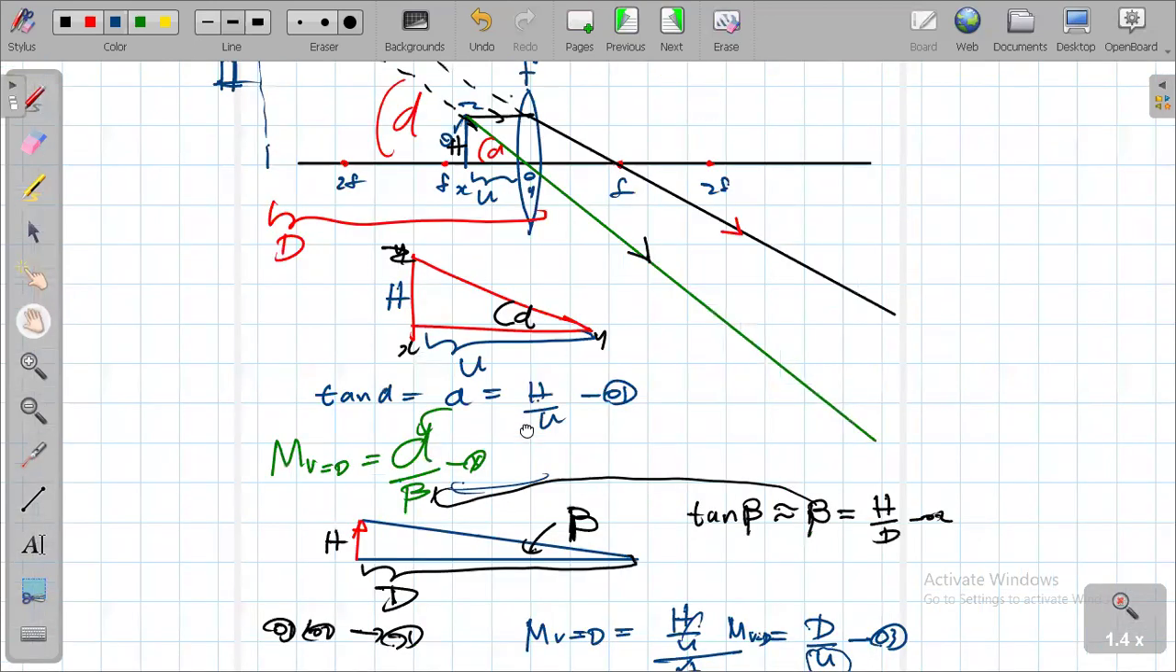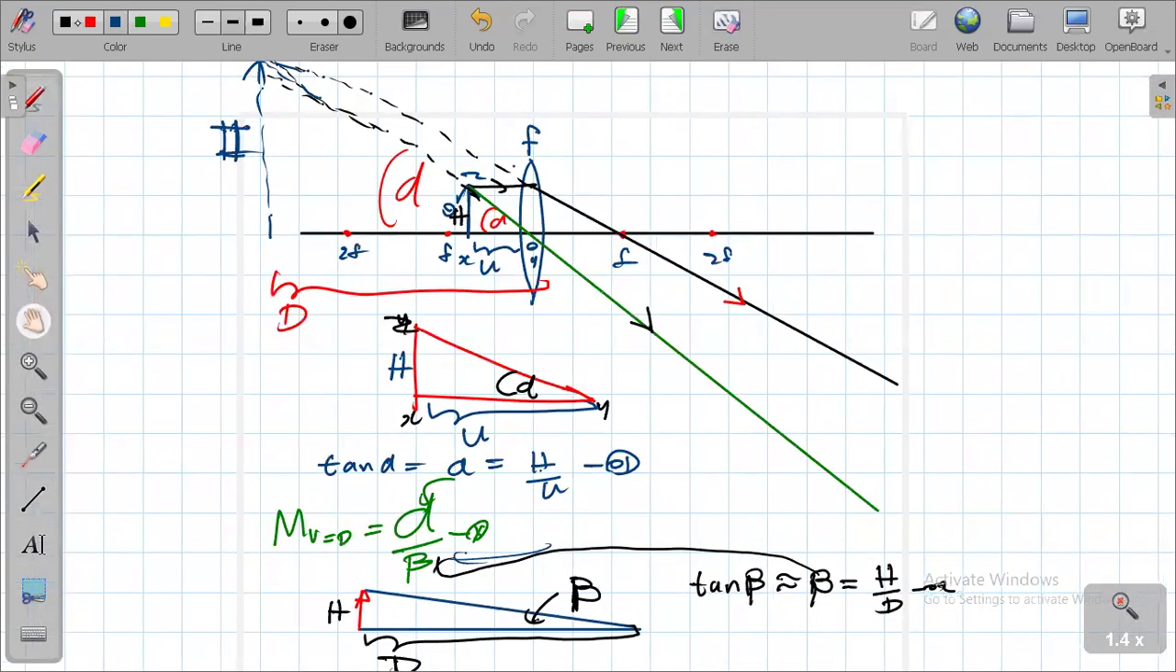If you apply this in the lens formula, have a good look at 1 over V minus 1 over U equals 1 over F. What is 1 over V? 1 over D. Minus 1 over U equals 1 over F. It is minus because for convex lenses it is minus. You have to get 1 over U. 1 over U is equal to 1 over D plus 1 over F.